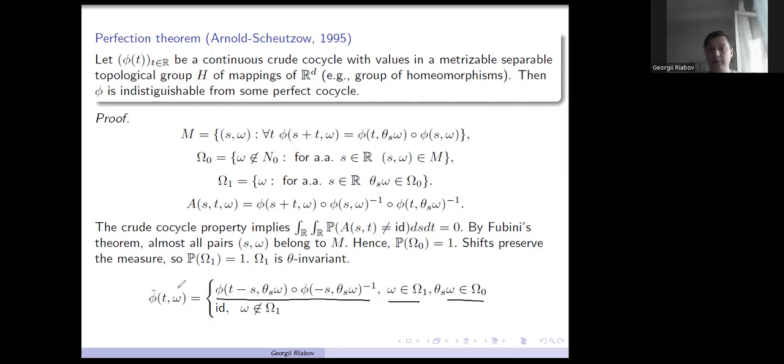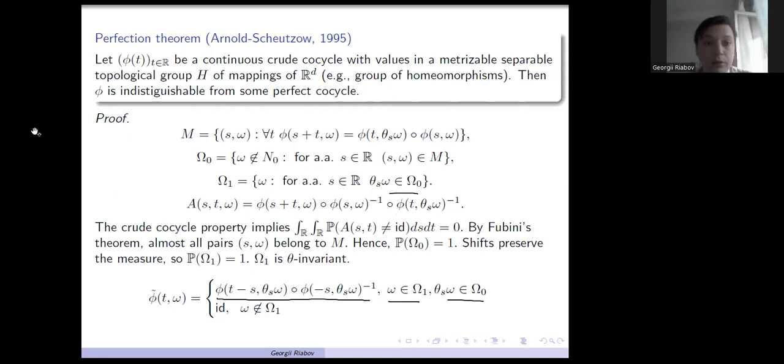Note that this is the definition of φ tilde t. So we need to check that actually this expression, this composition, is independent of s. And such a shift θs exists because when ω belongs to Ω1, almost all shifts of ω belong to Ω0. So we can, of course, choose one such shift.